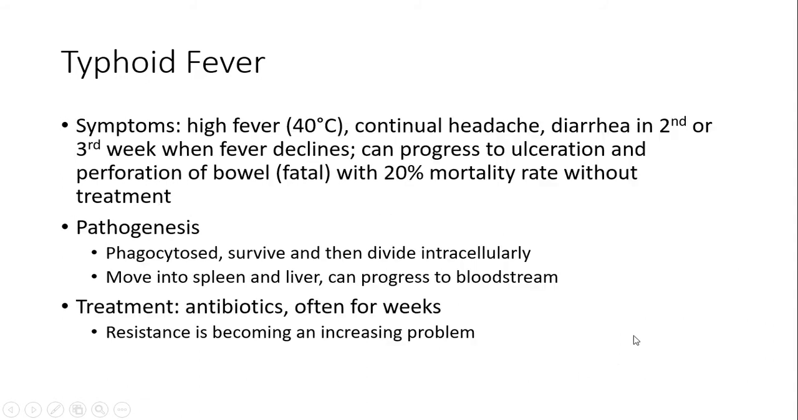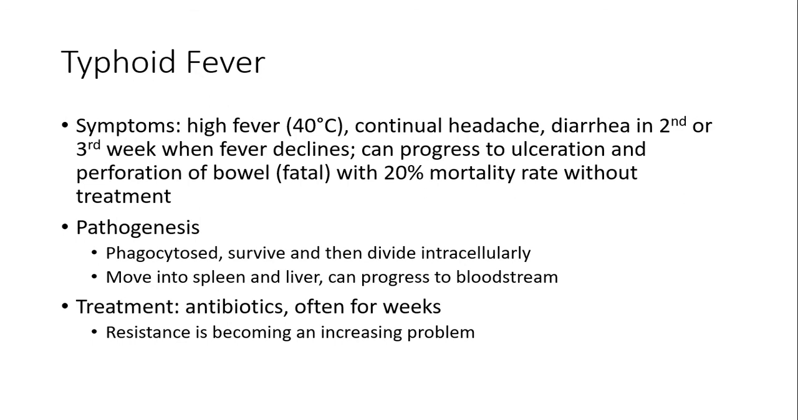So that's pretty high. The symptoms of typhoid fever, we've talked about this before, include things like high fever, a continual headache, diarrhea in the second or third week when the fever goes away. And this can progress to ulceration and perforation of the bowel, which can be fatal. The infection is associated with a 20% mortality rate when untreated. And this is probably why we saw so many deaths in the case of Typhoid Mary.